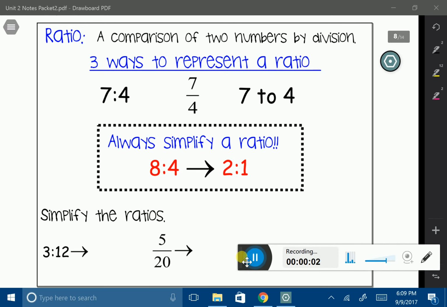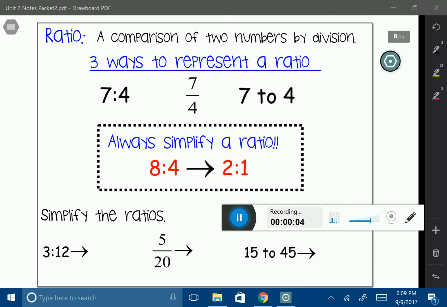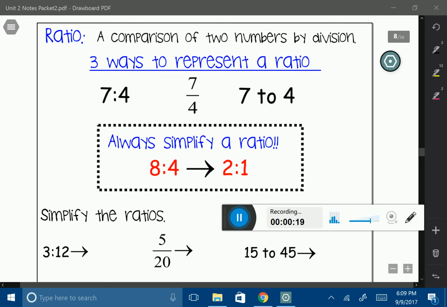In this lesson, we're going to talk about proportions, but I do want to begin by talking about what the word ratio means. A ratio is a comparison of two numbers by the operation division. There are three ways to represent a ratio, and they are the three examples given here: 7 with a colon 4, 7/4 as a fraction, and 7 to 4 with the word "to." Those are three different ways ratios are represented.